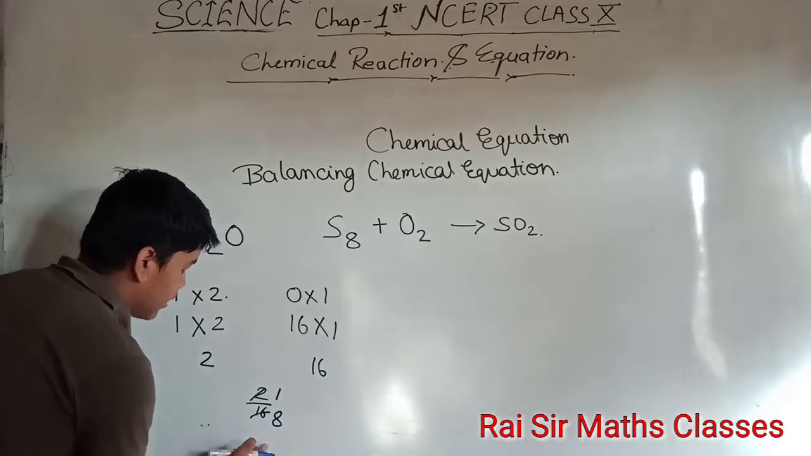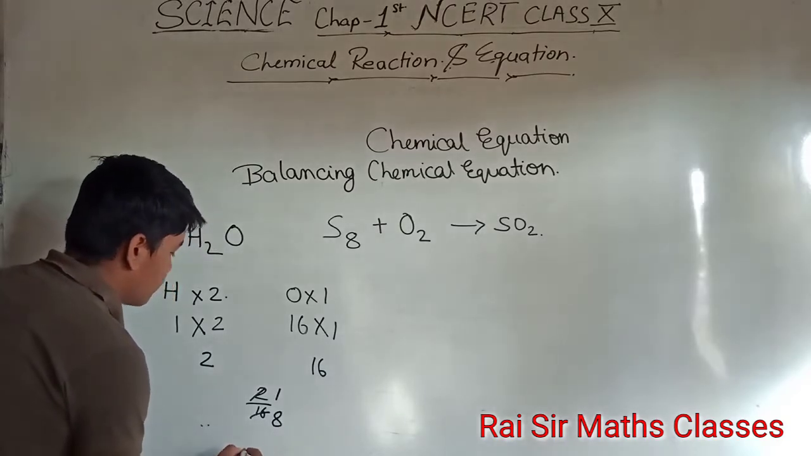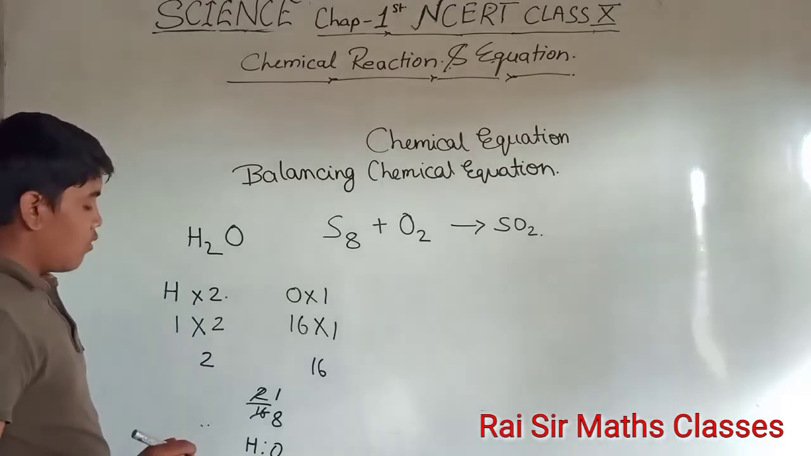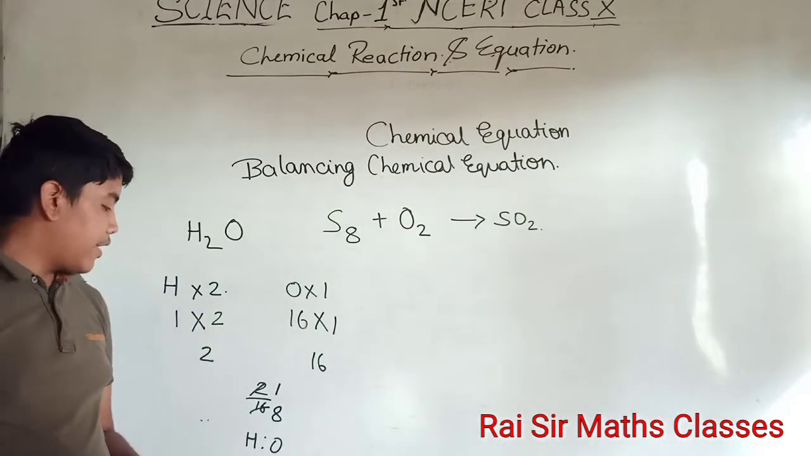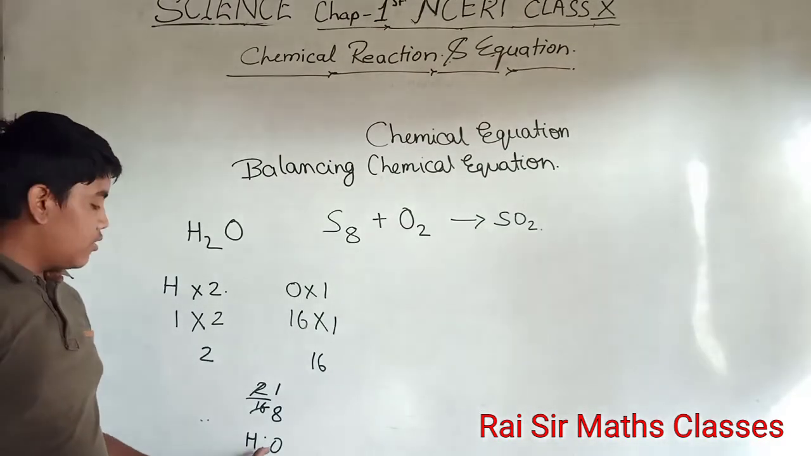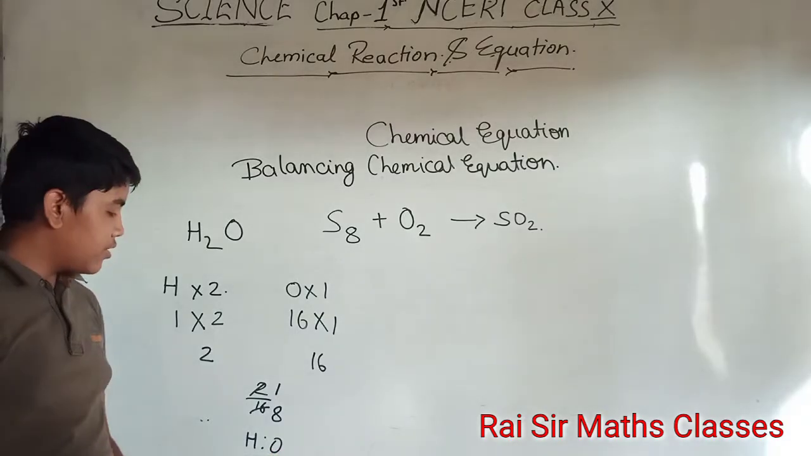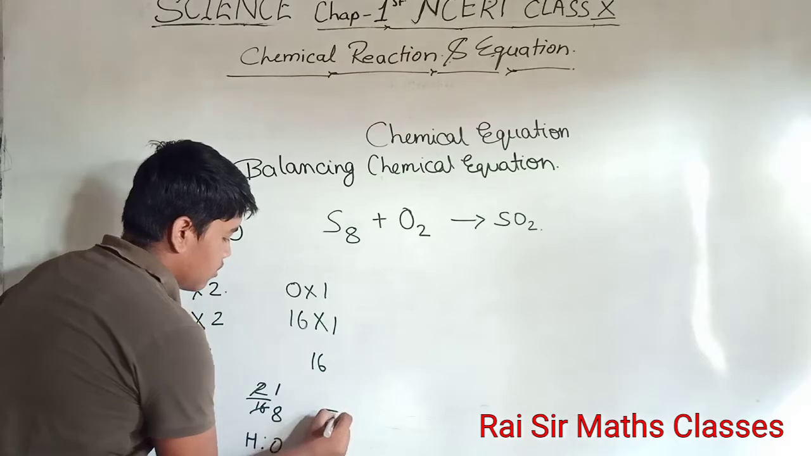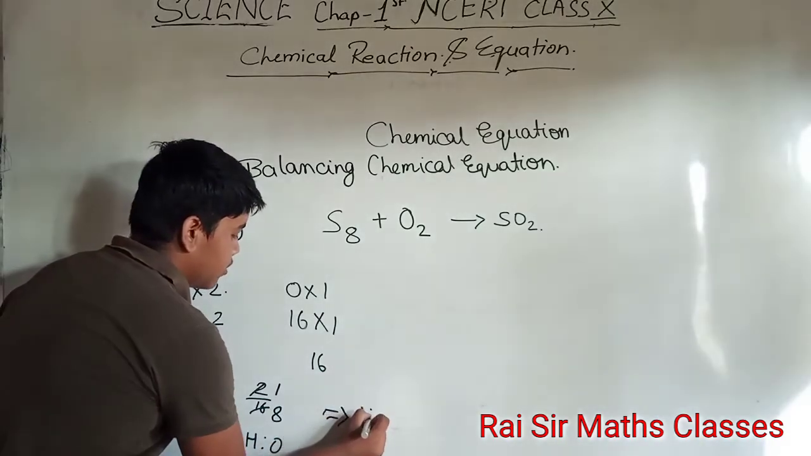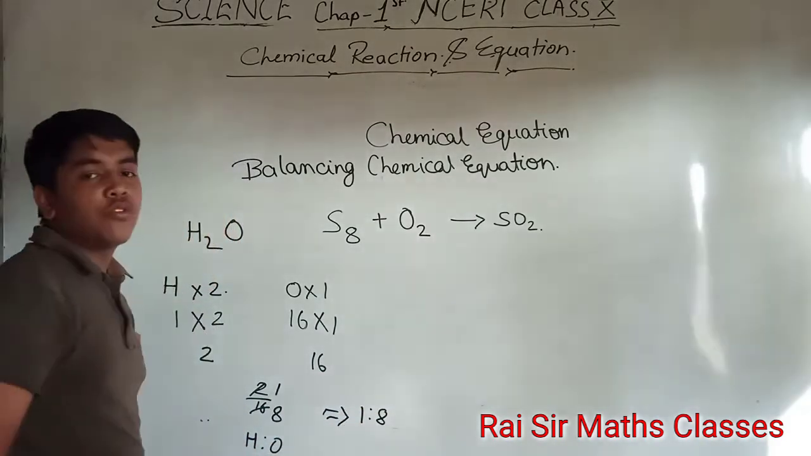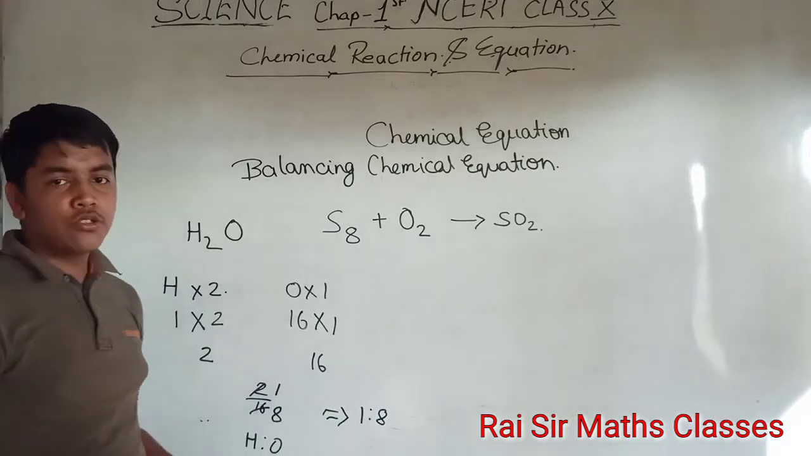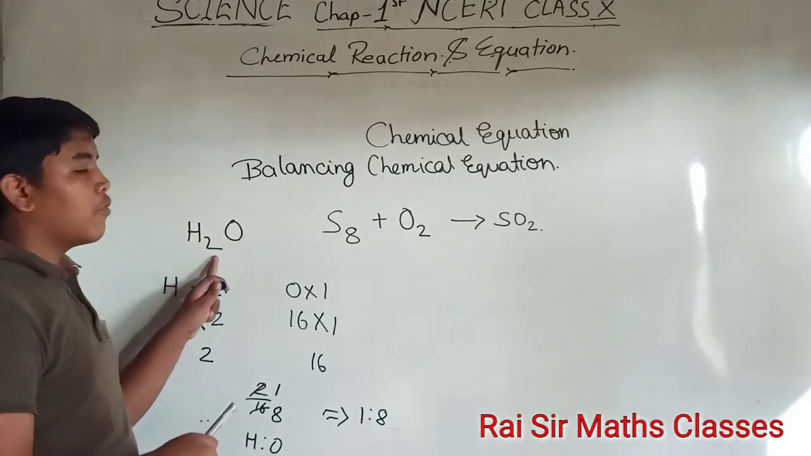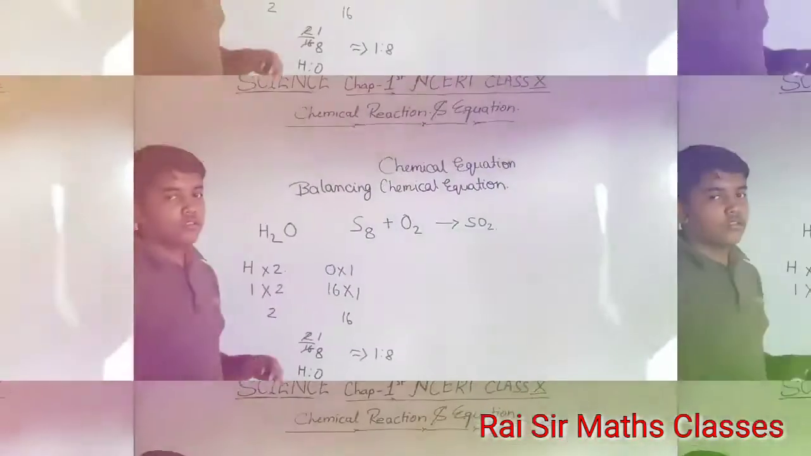Now we find that hydrogen is to oxygen in water. How much ratio does it have? We have found that it has the ratio of 1:8. So we get that hydrogen is to oxygen in the ratio of 1:8 in a molecule of water.